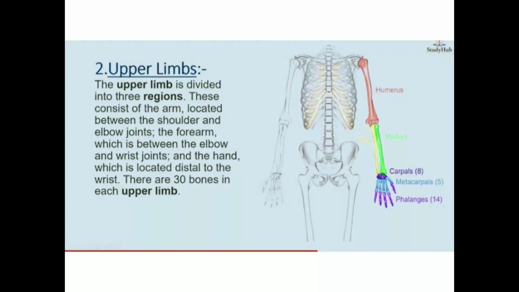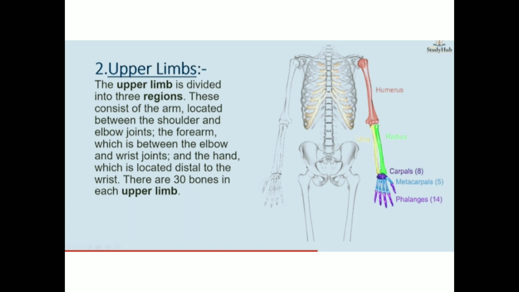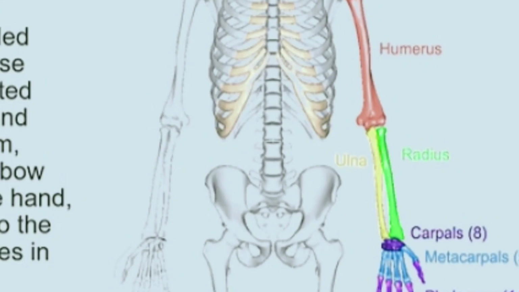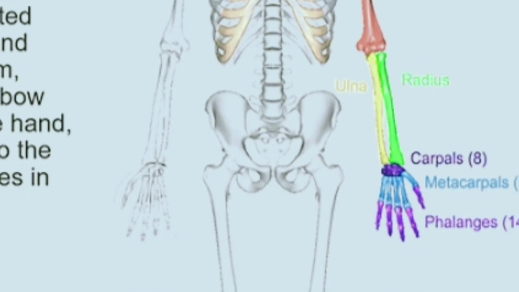So the next one, the upper limb. The upper limb is divided into three regions. They consist of the arm, located between the shoulder and elbow joints; the forearm, between the elbow and wrist joint; and the hand, which is located distal to the wrist. There are 30 bones in each upper limb. So these are the upper limb bones: humerus, ulna, radius, carpals, metacarpals, and phalanges. The carpals are 8 bones, the metacarpals 5 bones, and the phalanges 14 bones.